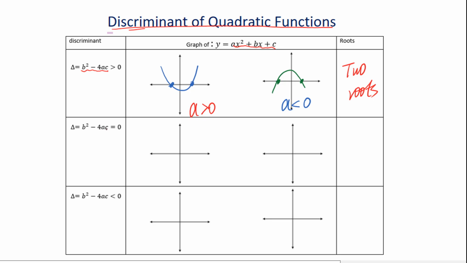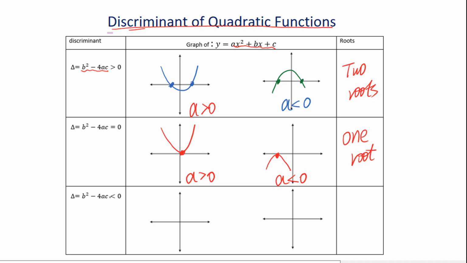When b squared minus 4ac equals 0, when a is greater than 0, the graph opens up. The graph will touch the x-axis only once. When a is less than 0, the graph opens down. The graph will touch the x-axis once, one root.